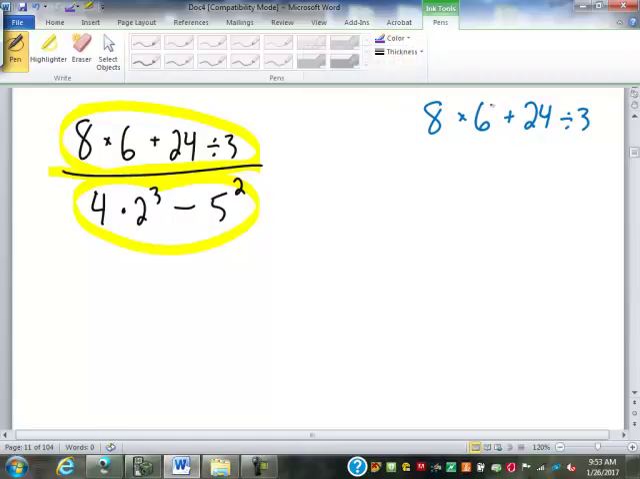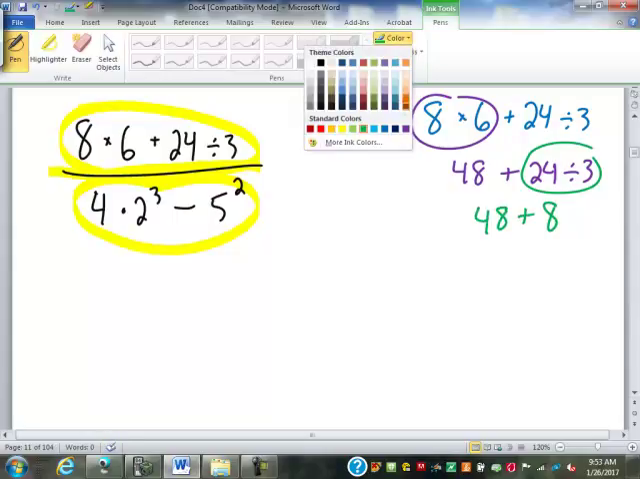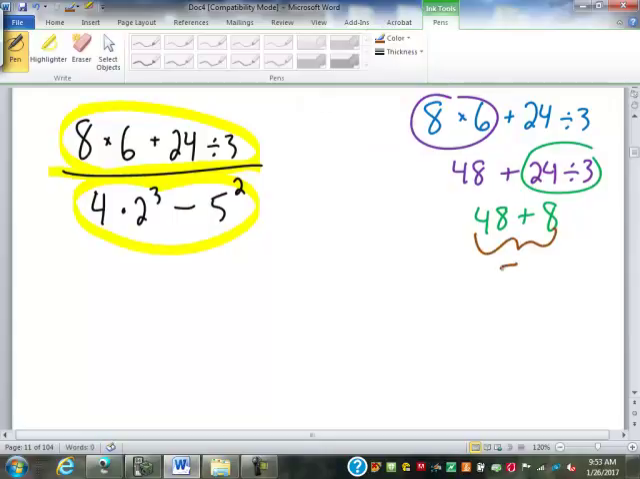So looking at that, any other enclosing symbols? No. Exponents? No. Multiplication or division? Yes. Which one to do first? 8 times 6 is 48. What's next? 24 divided by 3 is 8. So 48 plus 8 is 56. So the top comes out to be 56.